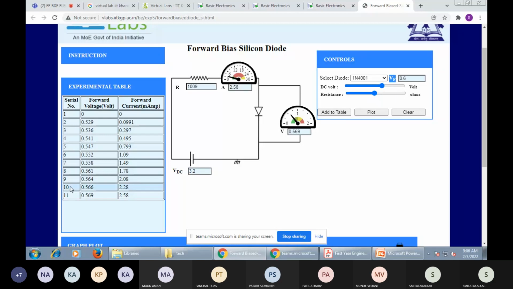Okay, here reading number 11, the VDC voltage is 3.2, and that 3.2 is the supply voltage. At that time, the forward biasing voltage across the diode is 0.69 and its current is 2.58. Don't change the resistance. Resistance is already set. Only change the DC voltage.